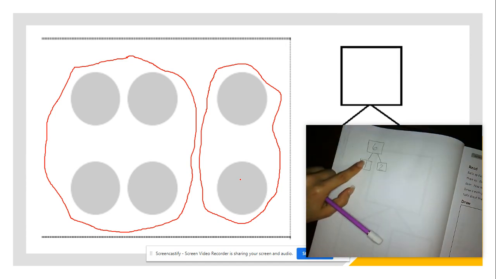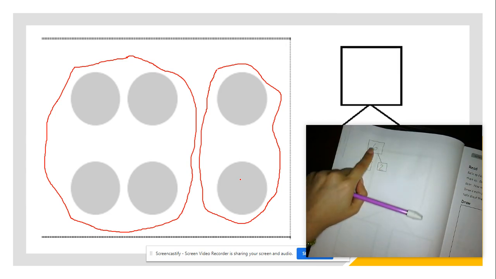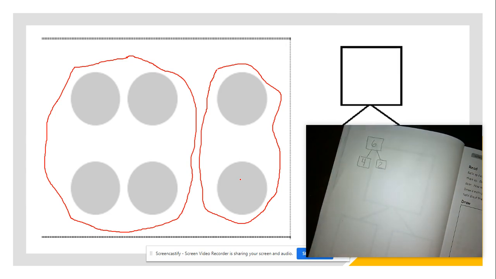So your number bond should look like this on your paper. We're going to start with 4 and read the number bond. Get ready. 4 and 2 make 6. Awesome job. Kiss your brain. Next one. You ready?